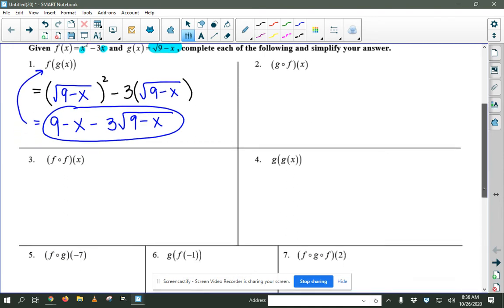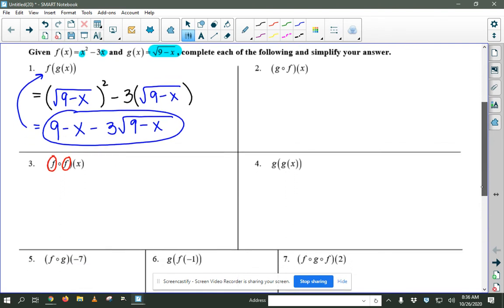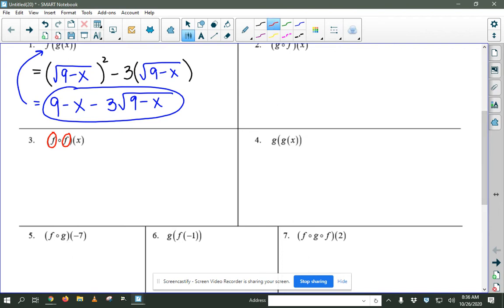All right, I'm going to do number 3 with you. And number 3 is written in that other notation. And notice there's no g with this. It says f of f of x. And what that means is I'm going to take the f function and put it inside of itself. Inception. I don't know if you guys watched that movie, Inception, with Leonardo DiCaprio, but that's the idea here.